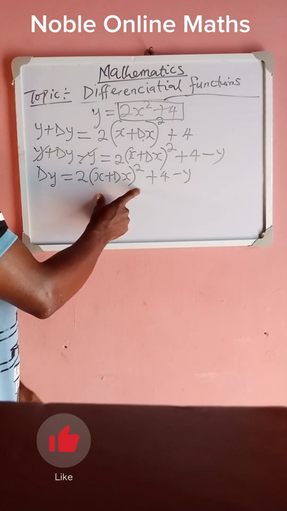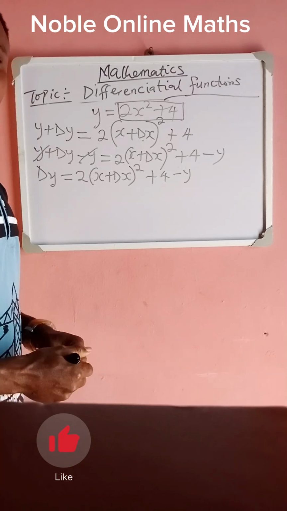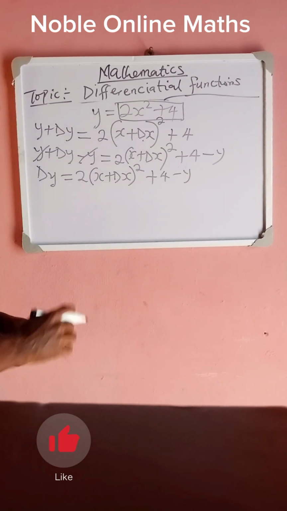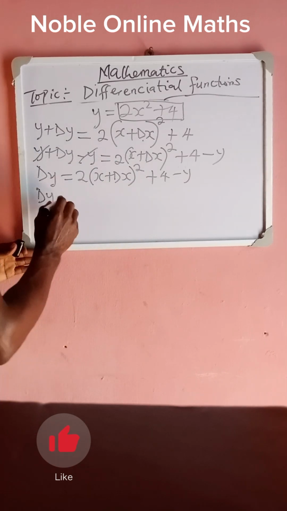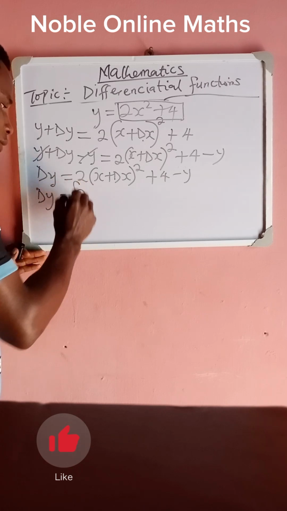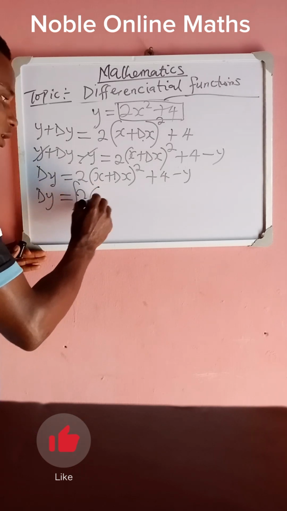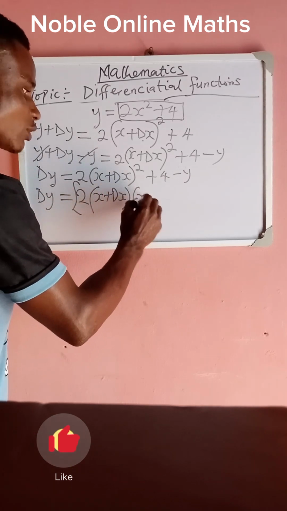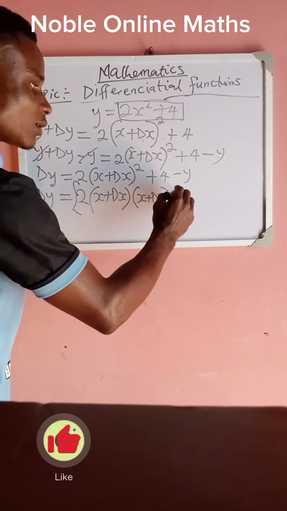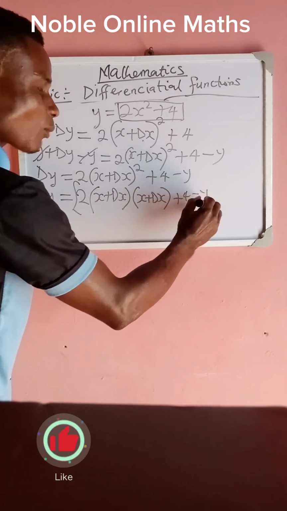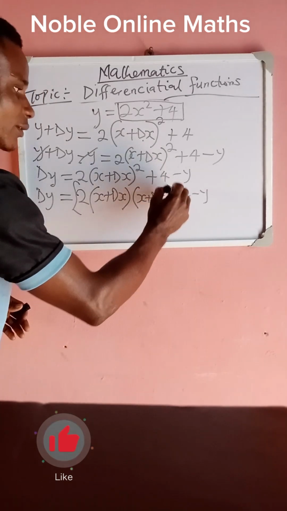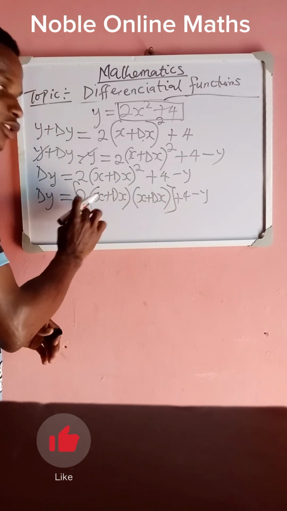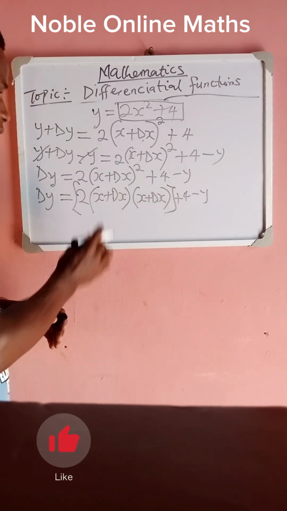Simplifying this bracket means we have to open the bracket. Remember that this is into 2. Let's open the bracket first. Now we have the change in y is equal to 2 bracket 2 into x plus the change that occurred in x, then open bracket again, x plus the change that occurred in x. Then plus your 4 minus y. Then we have to simplify. Then use this 2 to open this bracket. This 2 is covering both the two brackets. So we simplify.